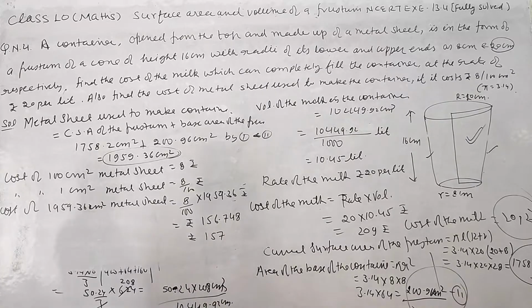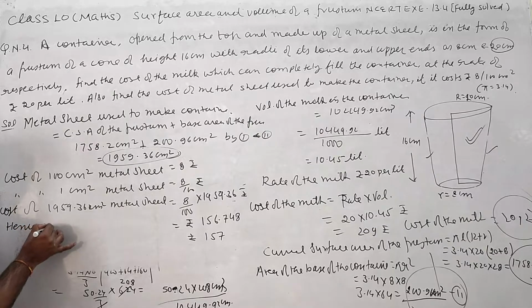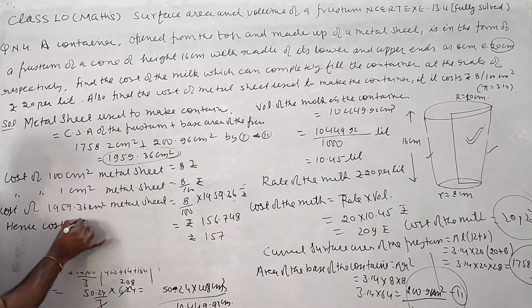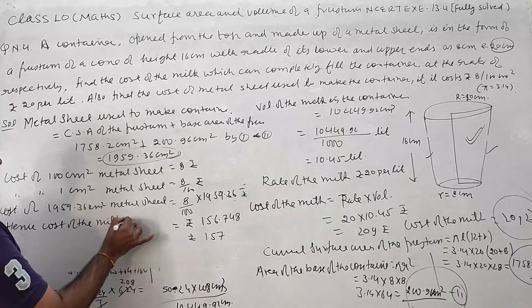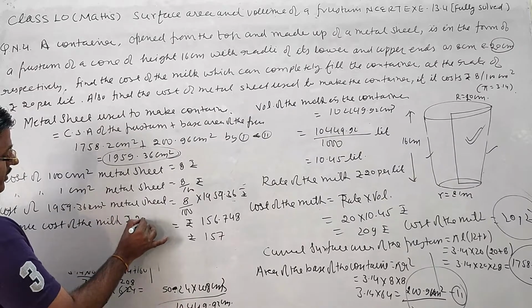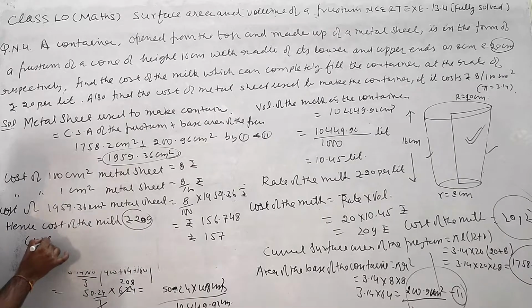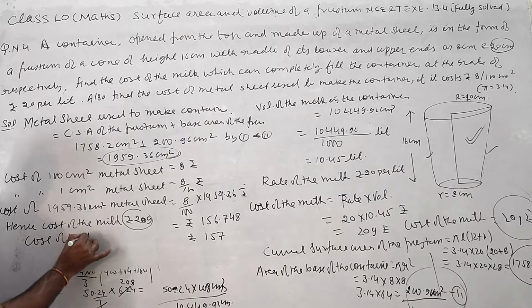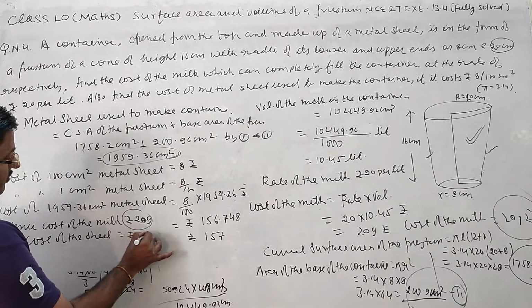So the final answer you write as: the cost of the milk is rupees 209, and the cost of the sheet, the sheet that is used, its cost is rupees 157.